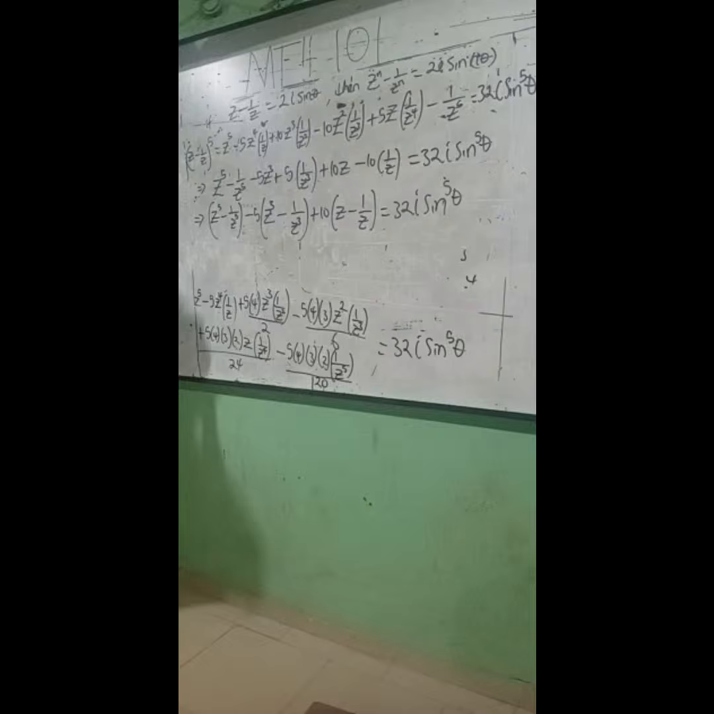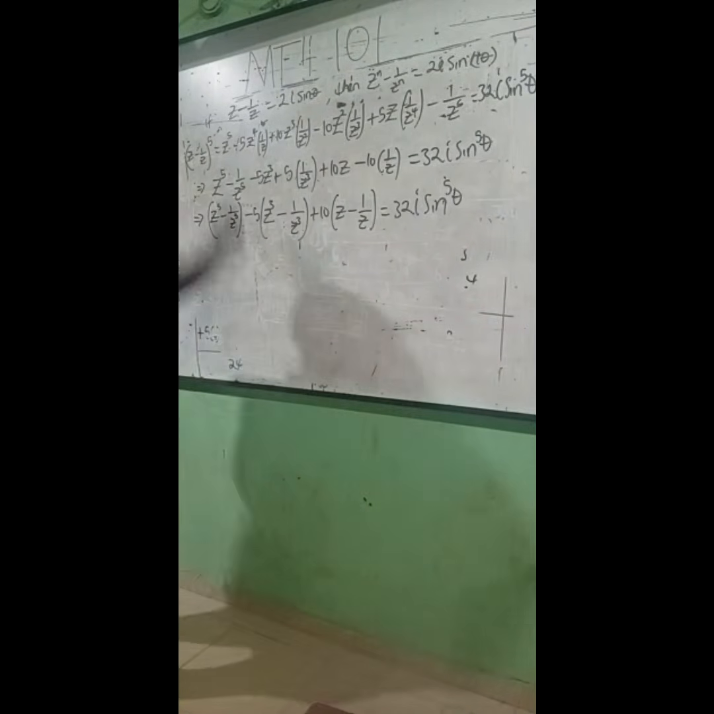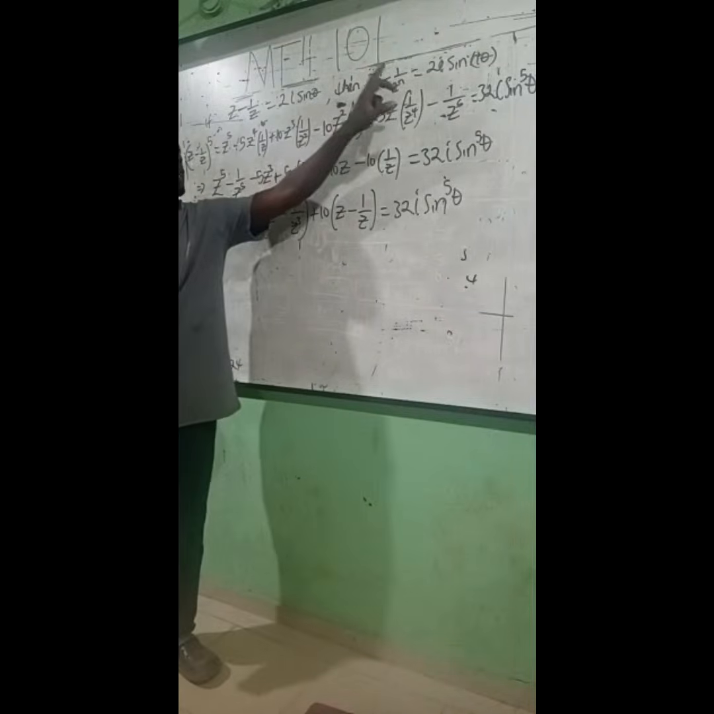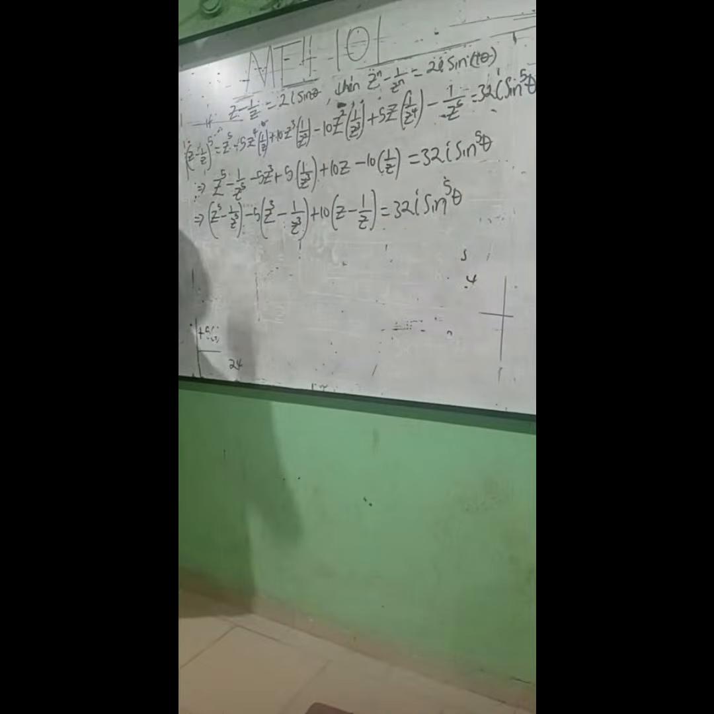Are we together? Now don't forget De Moivre's theorem that if you have Z minus 1 over Z to be 2i sin theta, then Z raised to power n minus 1 over Z raised to power n equals 2i sin n theta. So our n here is 5. So this guy is equal to what?